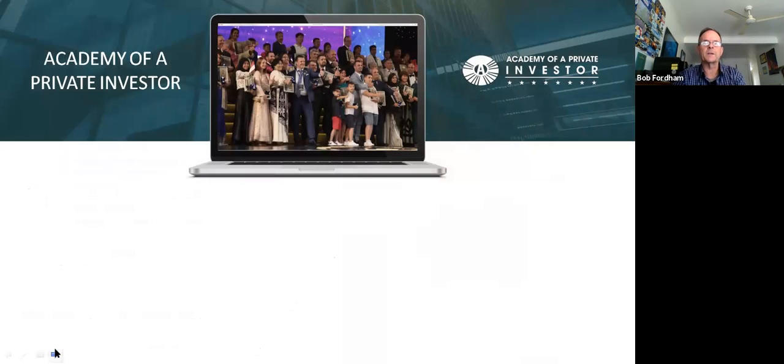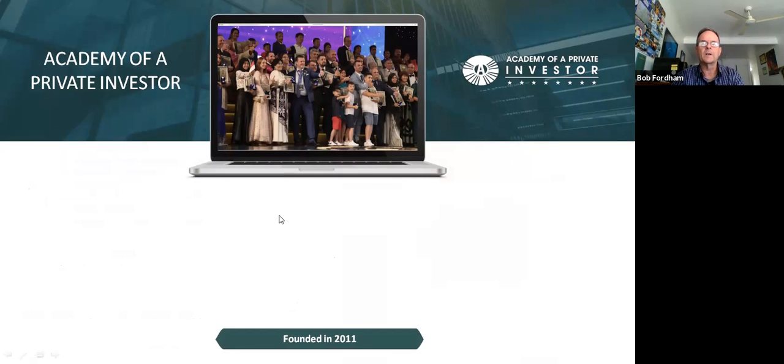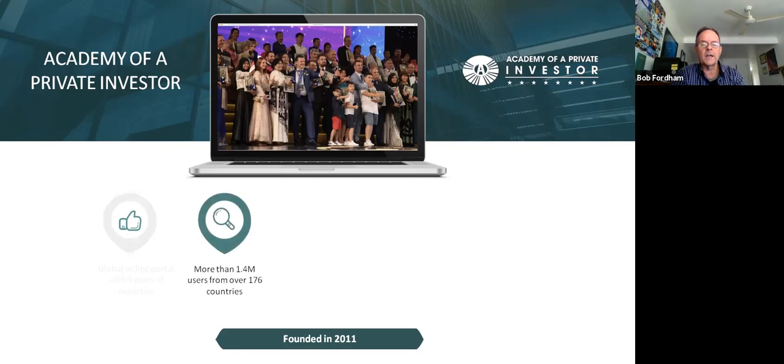So what is the Academy of the Private Investor? It was created and founded in 2011 by the man in the blue suit in the middle there, Andrei Karatov, a colorful Russian entrepreneur who has a dream. Andrei has a dream to create 1 million millionaires in the world and to touch up to and over 15% of the world's population and increasing their financial literacy and knowledge. So since 2011, with over 9 years experience, Andrei and his team has touched more than 1.4 million users from around 176 countries.